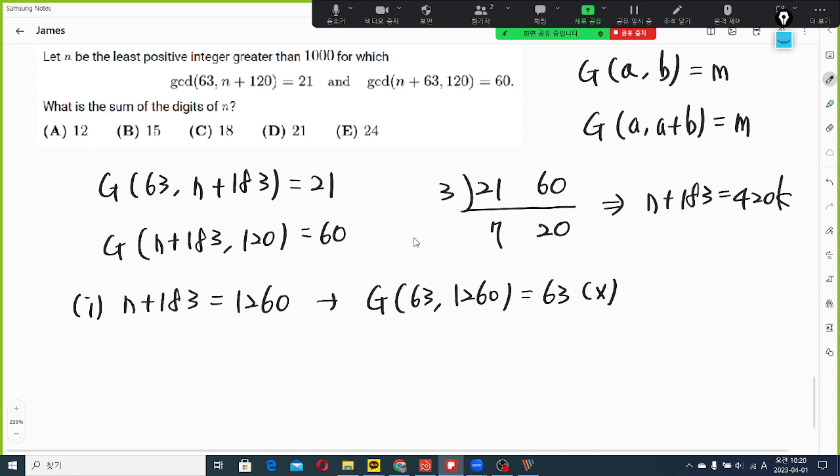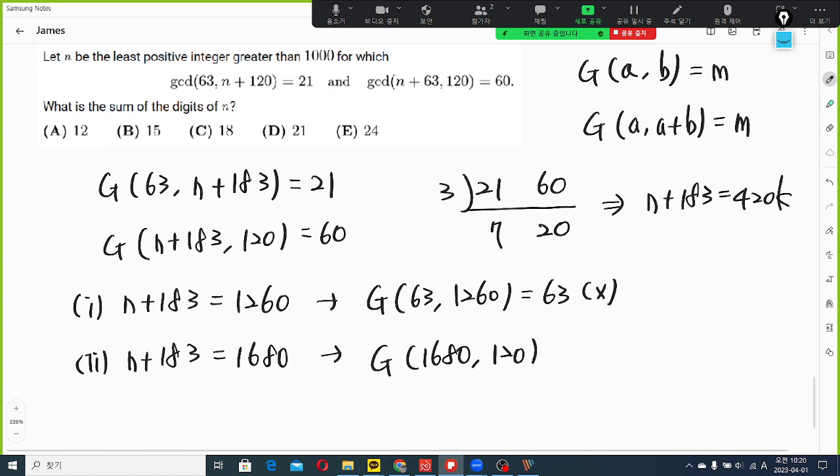And the next multiple of 420 is 1680. And in this case, the GCF between 1680 and 120 becomes 120 instead of 60. So once again, that's not the value we want.